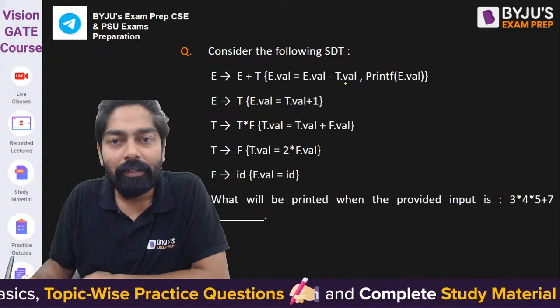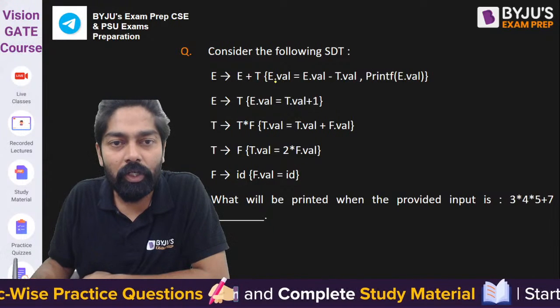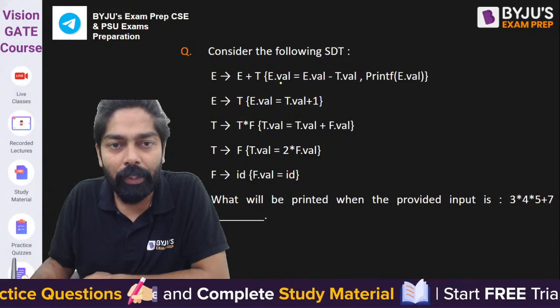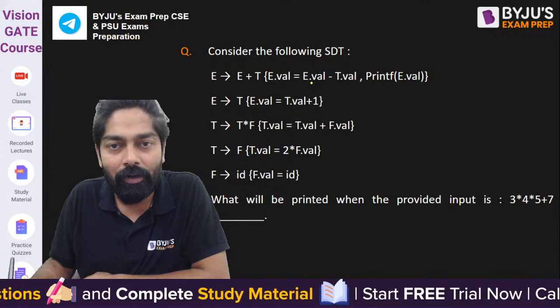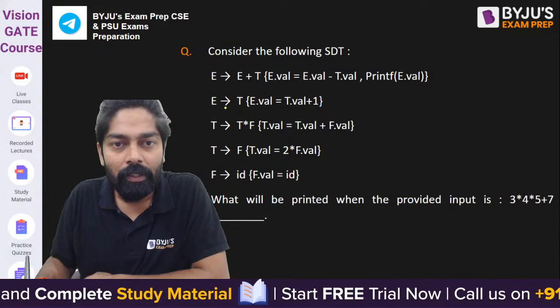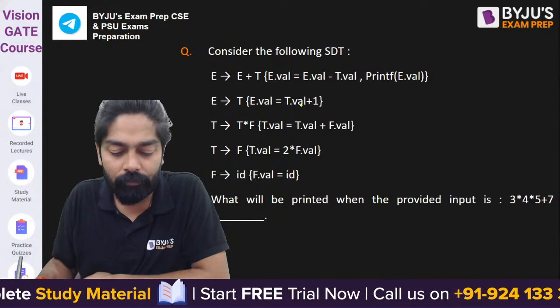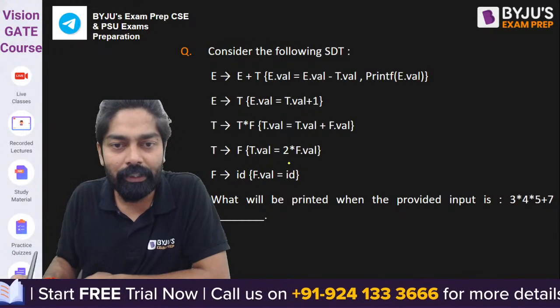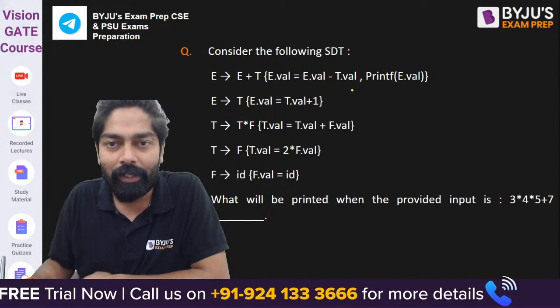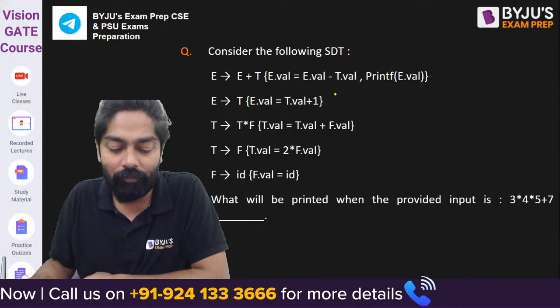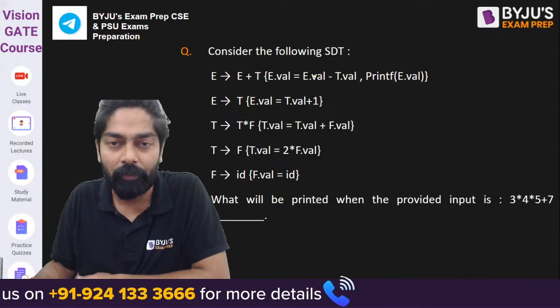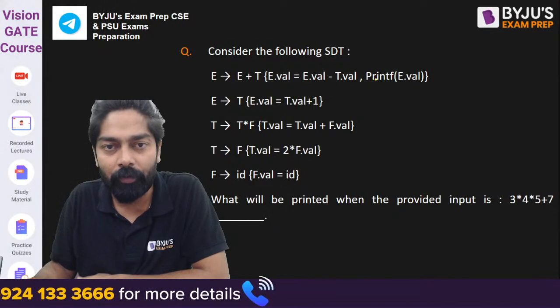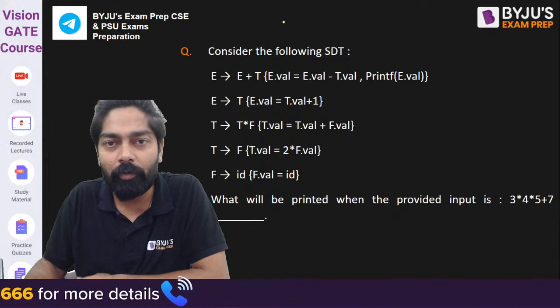See clearly here. You are computing the E value in terms of its children: E.val minus T.val. The E value is computed in terms of its children, and the T value is computed in terms of its children. The semantic rule is written at the end of the production. It is nothing but an S-attribute SDT.